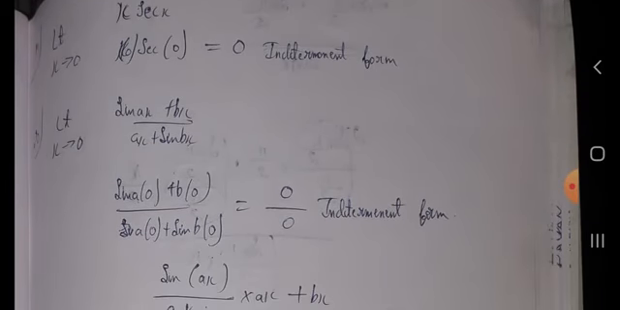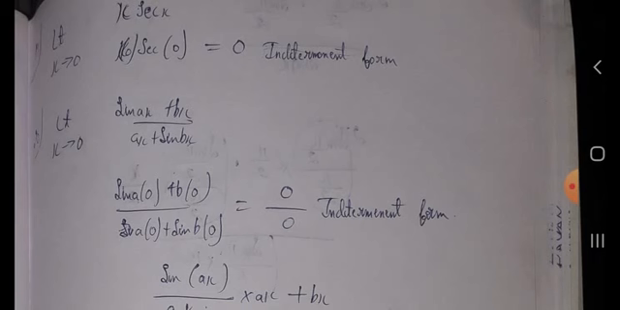Next, x secant x, with x as 0 gives 0, an indeterminate form only. We cannot do anything because they have given only secant. If they had given some other digit, then we could try to solve, but here they have given only secant.